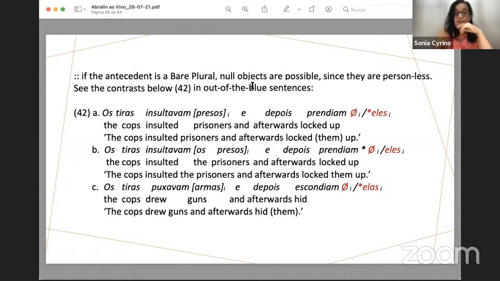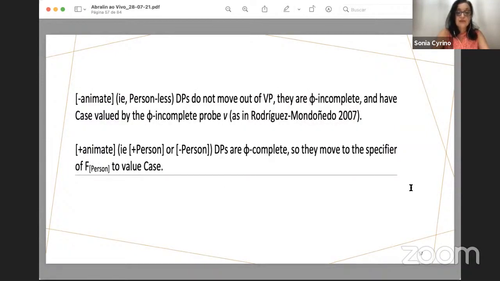Now, if the antecedent is a bare plural, null objects are also possible because they are personless, as we have seen. So that's why you have this contrast that has been pointed out in the literature a long time ago. You can say "os tiras insultavam os presos e depois prendiam," but not "prendiam eles." "Os tiras puxavam armas e depois escondiam, ou né, escondiam elas." This is strange, but I don't think it's too strange anymore. So this is the summary of this idea.